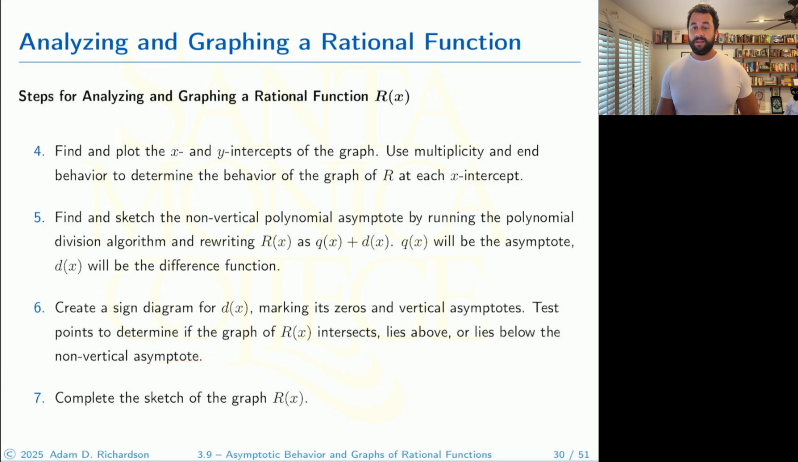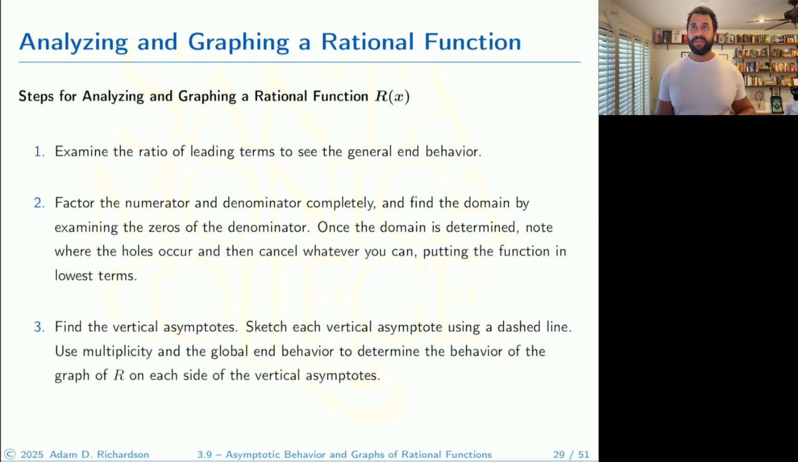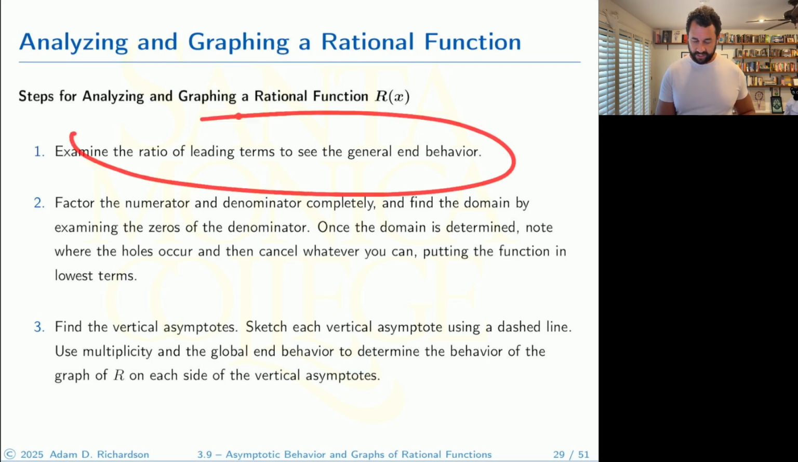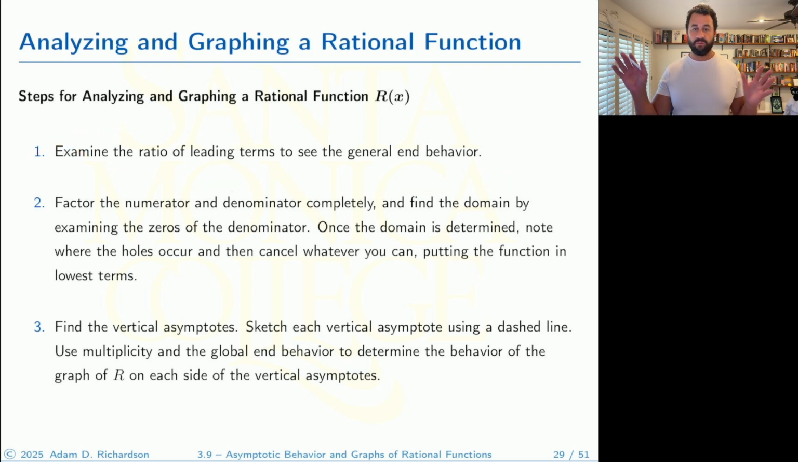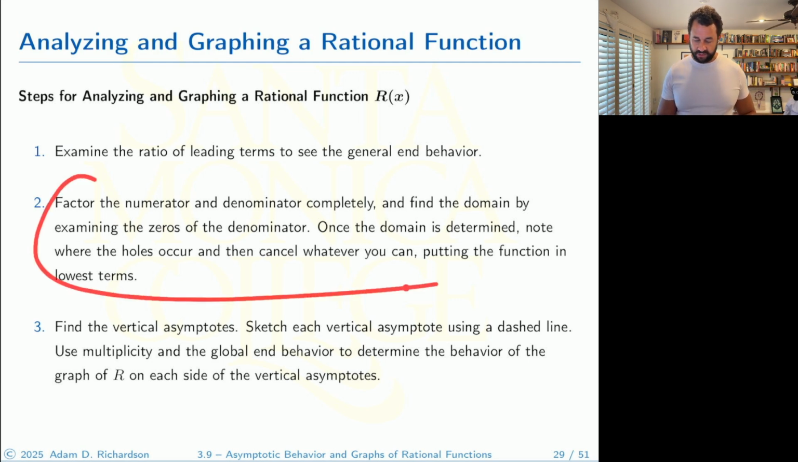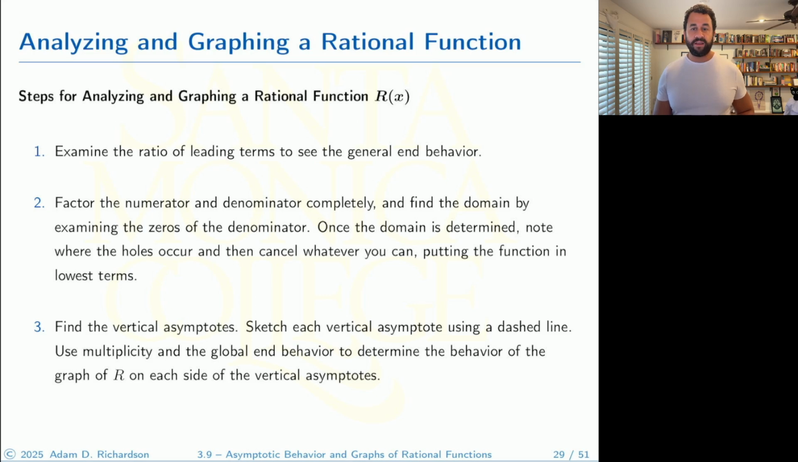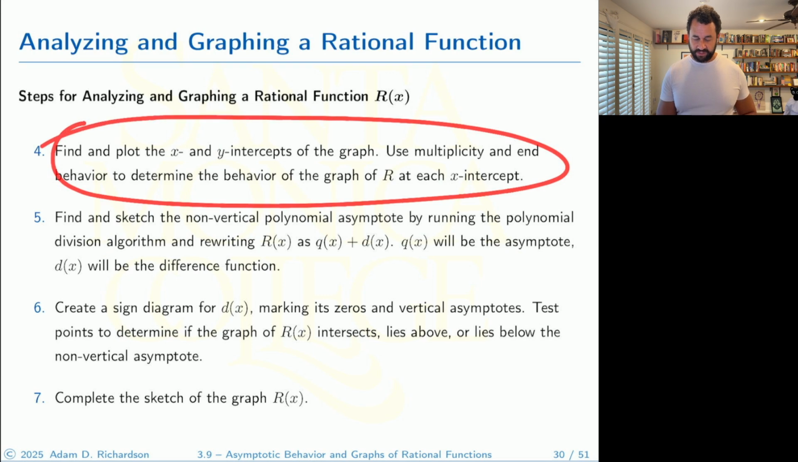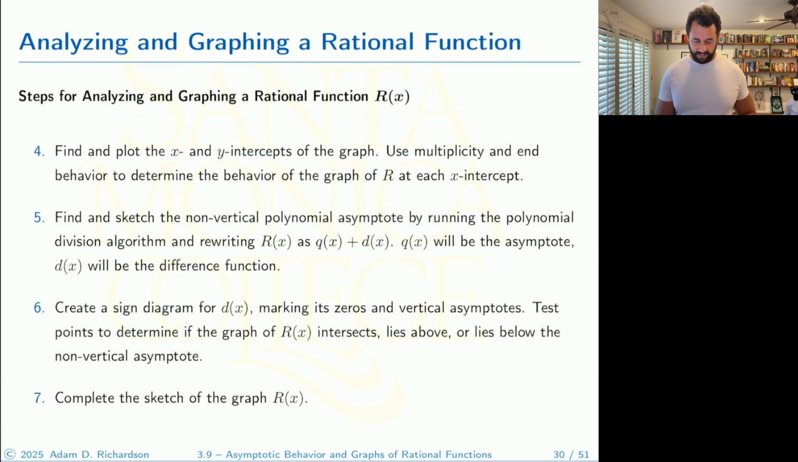All right. Let me summarize all that a little quickly because I know that's a lot. First, look at the end behavior. What's it going to behave like, roughly speaking, at the ends? Factor everything, find the domain, find any holes, find the vertical asymptotes, find the zeros, find the y-intercept, then do the division algorithm and figure out if it lies above or below that non-vertical asymptote, and that's it. Okay, that's basically the idea. So let's practice this. This is going to be fun.